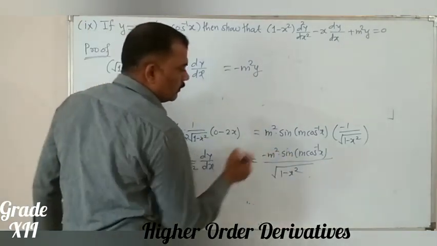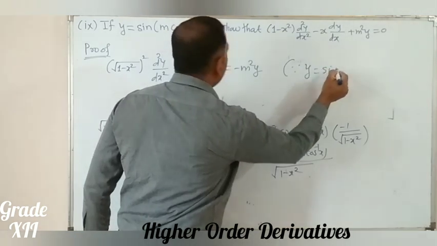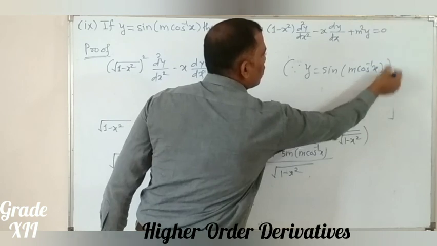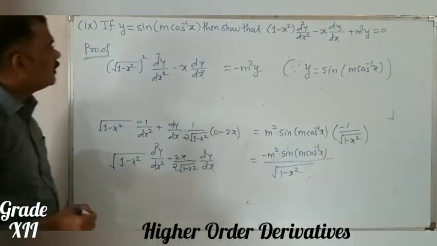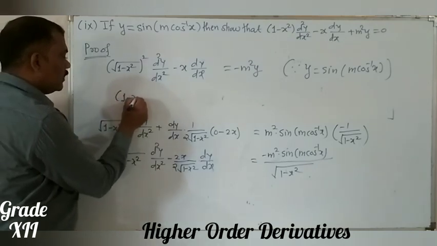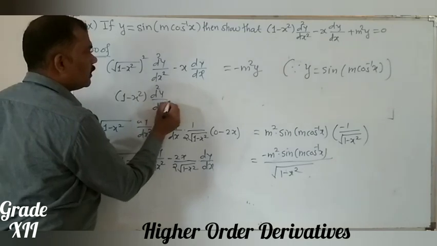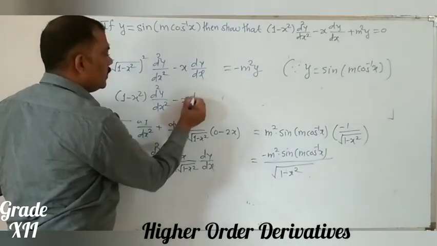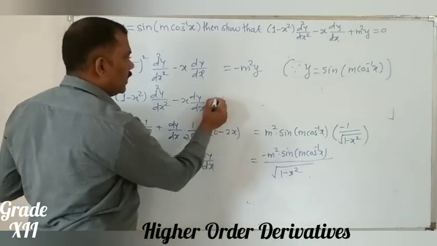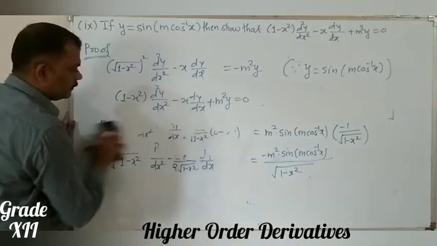You have to substitute the value of y, since y is nothing but sine of m cos inverse of x. Square and square root get cancelled, so that 1 minus x square d2y by dx square minus x dy by dx plus, we have to take this minus term on this side, that is plus m square y is equal to 0.